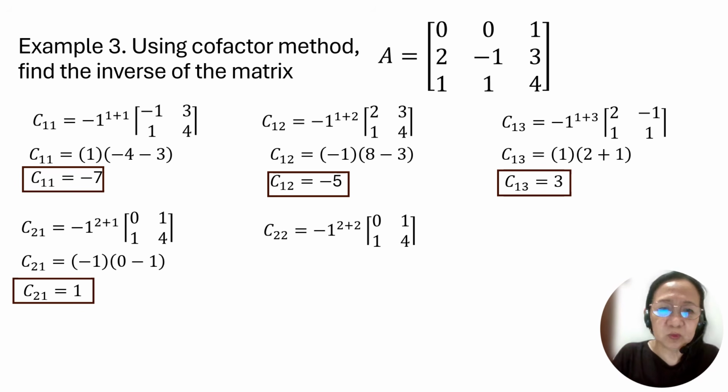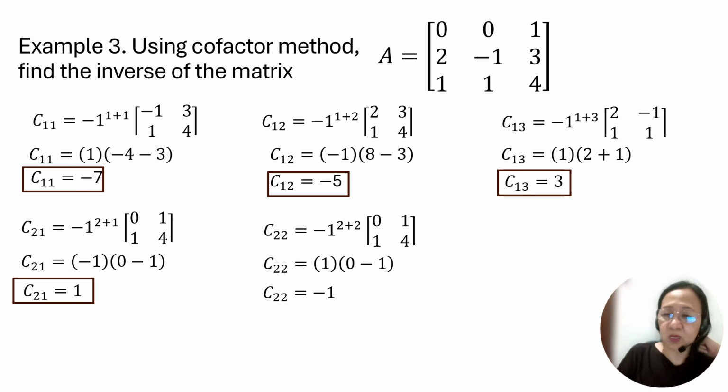Next number is C sub 22, that is represented by negative 1. So the sign, negative 1 is raised to the position 2 plus 2. And then slash the second row, slash the second column. So we have 0, 1, 1, 4. Next is simplifying this result. The sign here is positive, so we have positive 1 here. 0 times 4 is 0. Then 1 times 1 is 1. So 0 minus 1 is negative 1 times 1. That's why we have a negative 1 here.